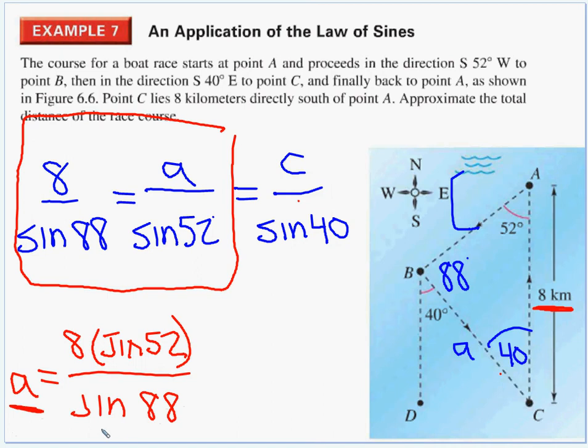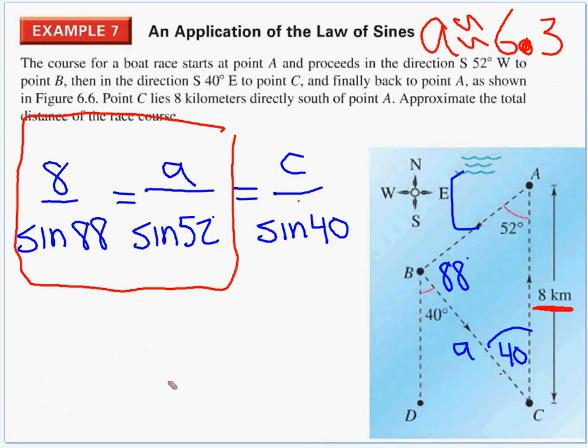The sine of 88 to get that variable A by itself. A little bit of button pushing on the calculator is going to tell us that side A, I'm going to write it up here, A is approximately 6.3 kilometers. Remember our units here are kilometers. And we solved for A and got 6.3, but we did round it.